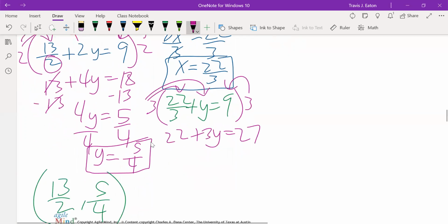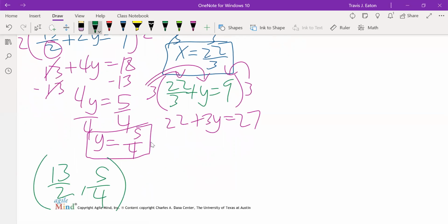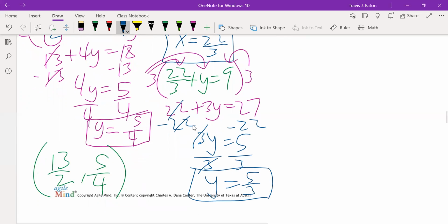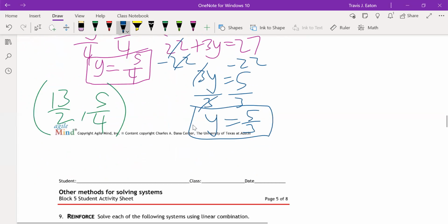All right. Going to subtract 22 from both sides. And 3y equals 27 minus 22, which is 5. Now all I have to do is divide by 3. Those cancel out, and y is equal to 5 thirds. And it's okay to have that improper fraction for my answer. Yes, we're almost out of time. So my total answer is 22 thirds, 5 thirds.